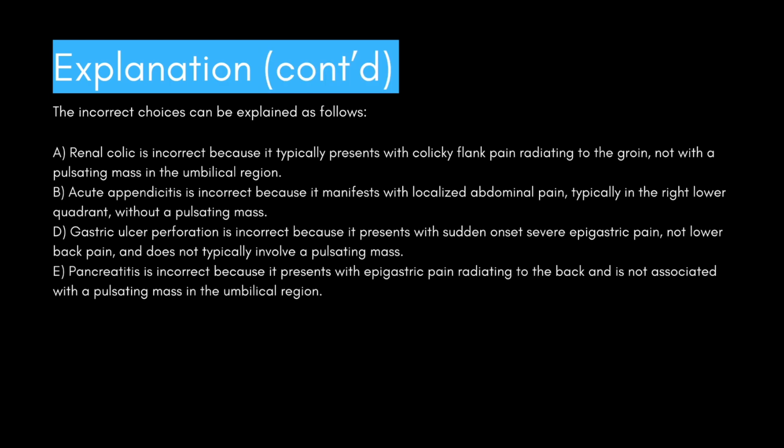Renal colic is incorrect because it typically presents with colicky flank pain radiating to the groin, not with a pulsating mass in the umbilical region. Acute appendicitis is incorrect because it manifests with localized abdominal pain, typically in the right lower quadrant, without a pulsating mass. Gastric ulcer perforation is incorrect because it presents with sudden onset severe epigastric pain, not lower back pain, and does not typically involve a pulsating mass.